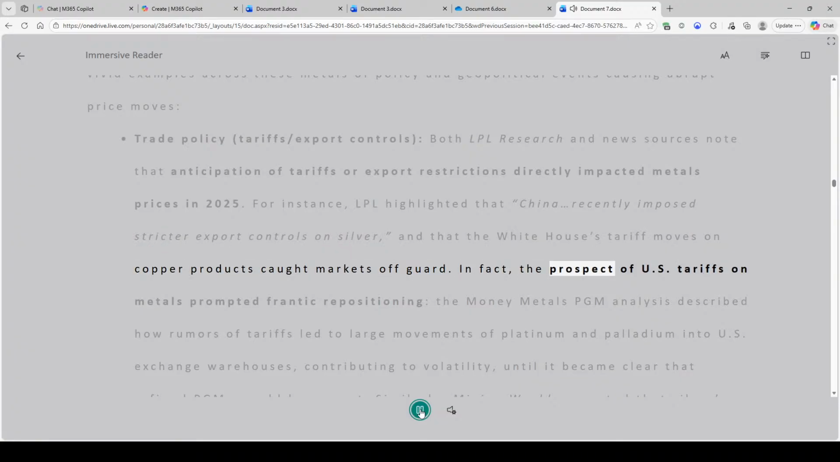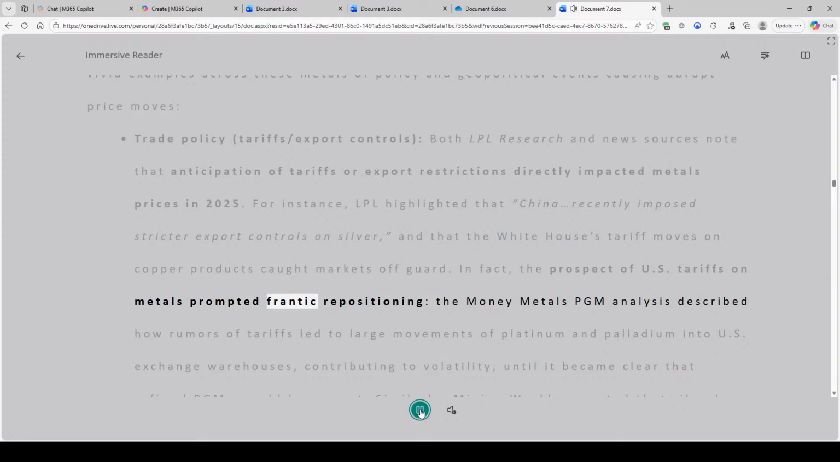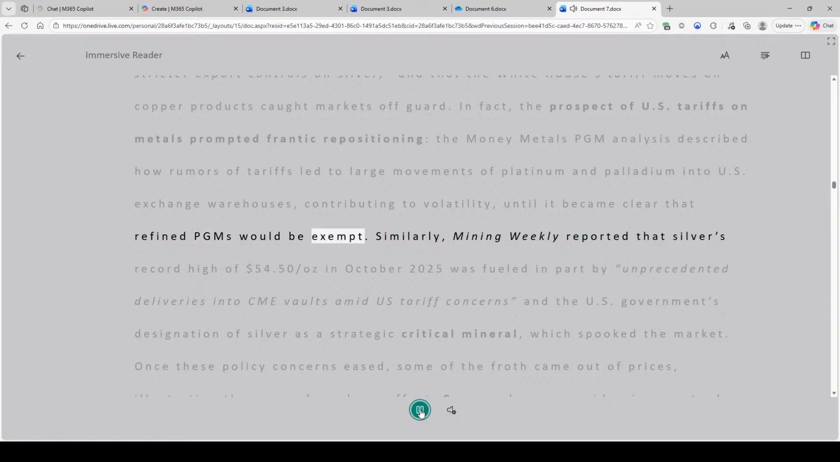In fact, the prospect of U.S. tariffs on metals prompted frantic repositioning. The Money Metals PGM analysis described how rumors of tariffs led to large movements of platinum and palladium into U.S. exchange warehouses, contributing to volatility, until it became clear that refined PGMs would be exempt.